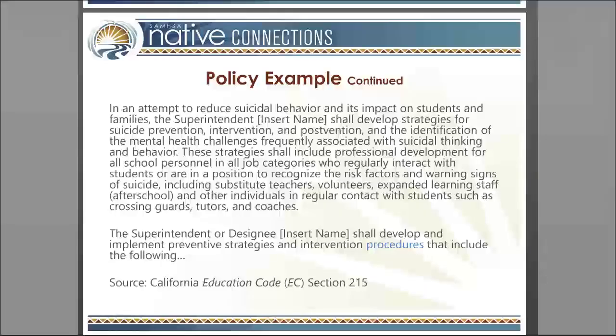Now, I have a different policy example. This one is more detailed. It's from the California Education Code. As you read through this, you can see that this one really has a lot of different parties. We're looking at the superintendent, who's going to develop strategies. And you can see he's really specific here with the suicide prevention, intervention, and postvention. They're talking about professional development, and all the school personnel. So you can see from this example that this one really does include all of the parts that we've just seen in the procedure, protocol, and policy.